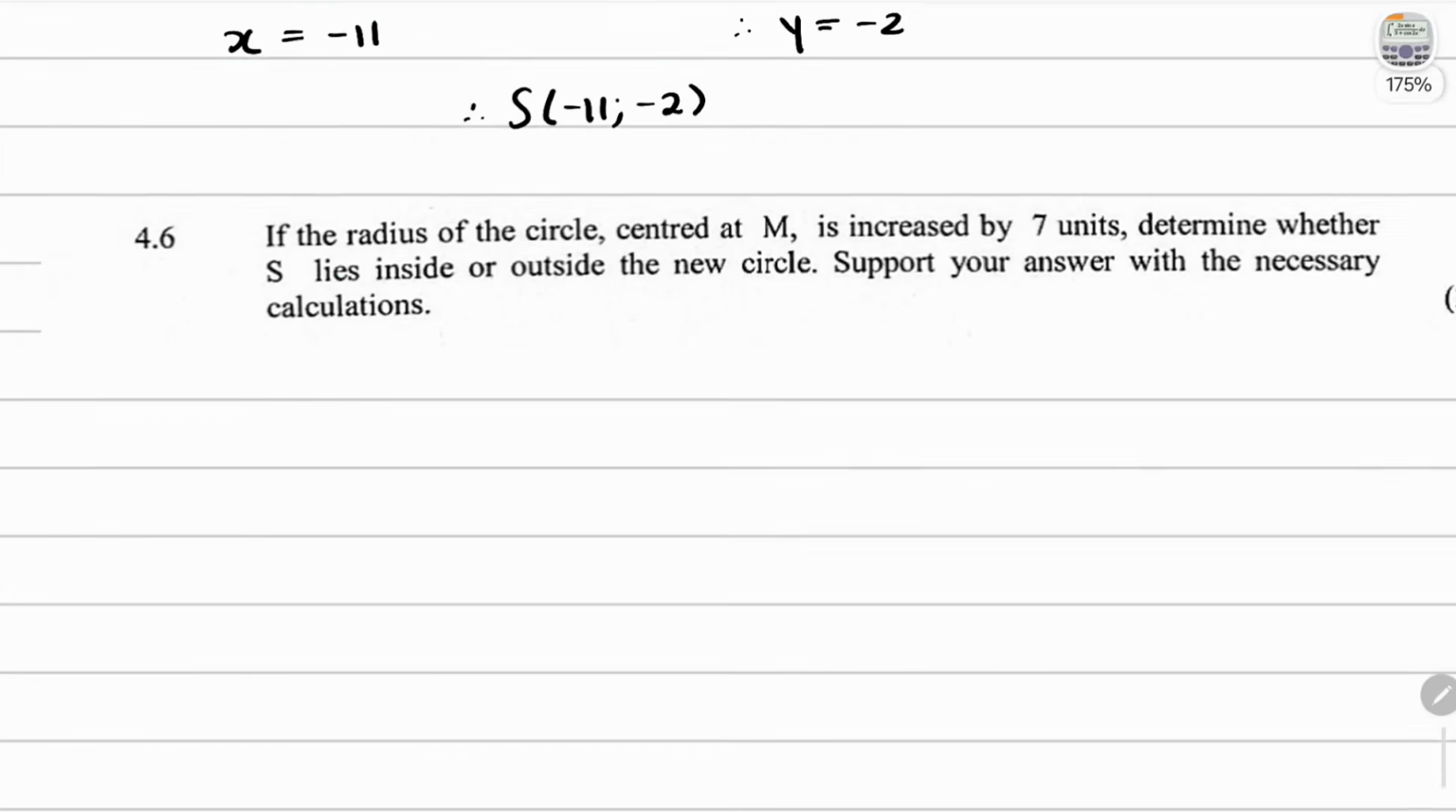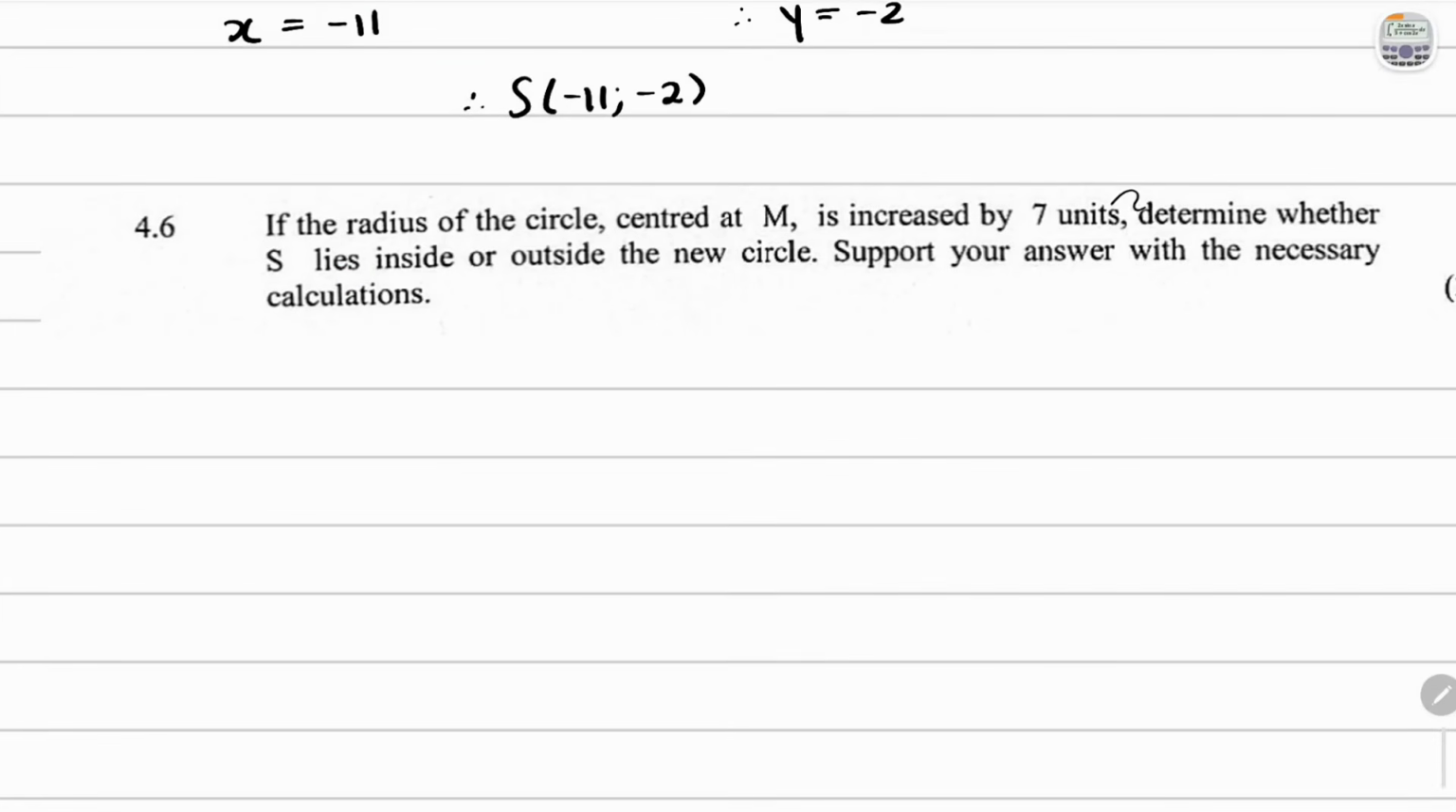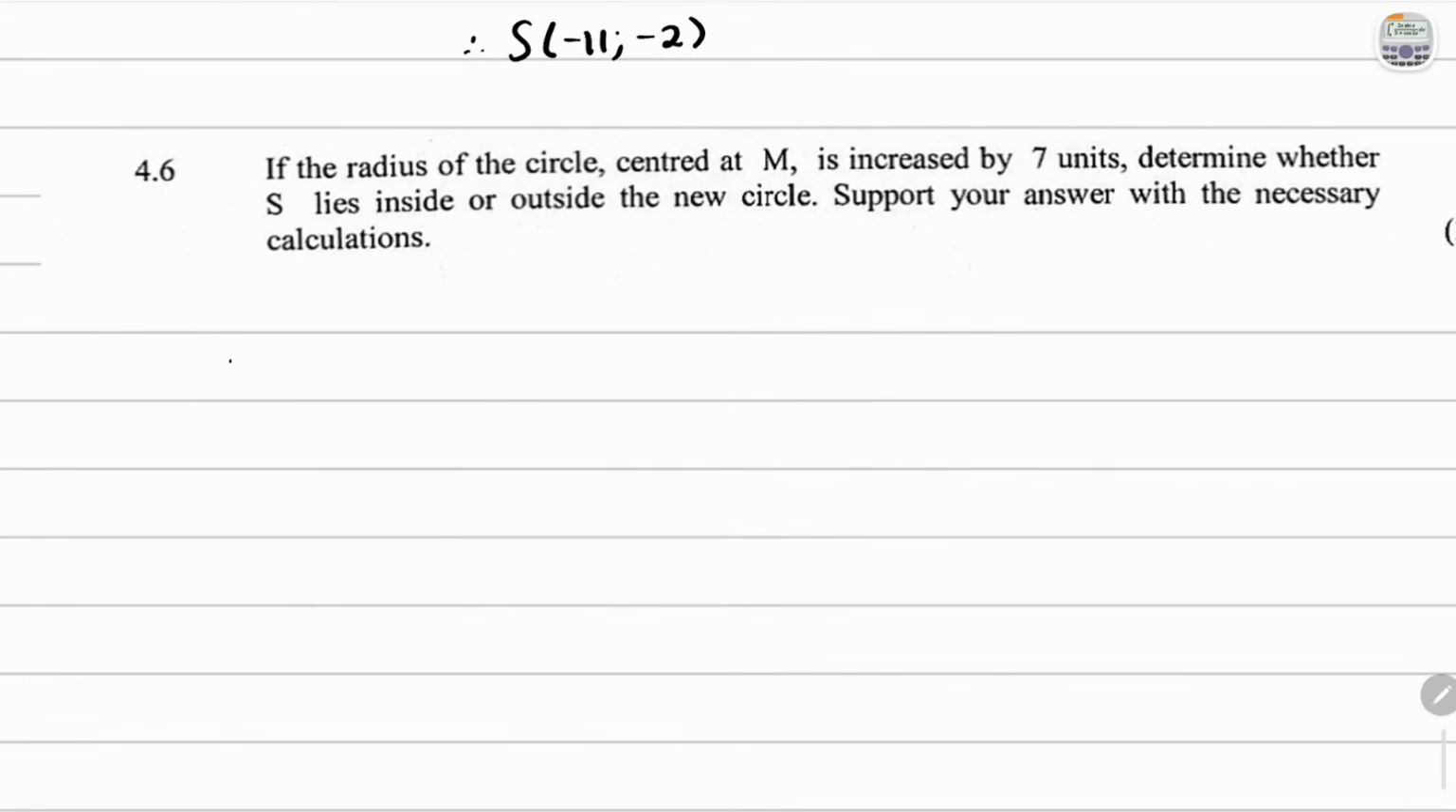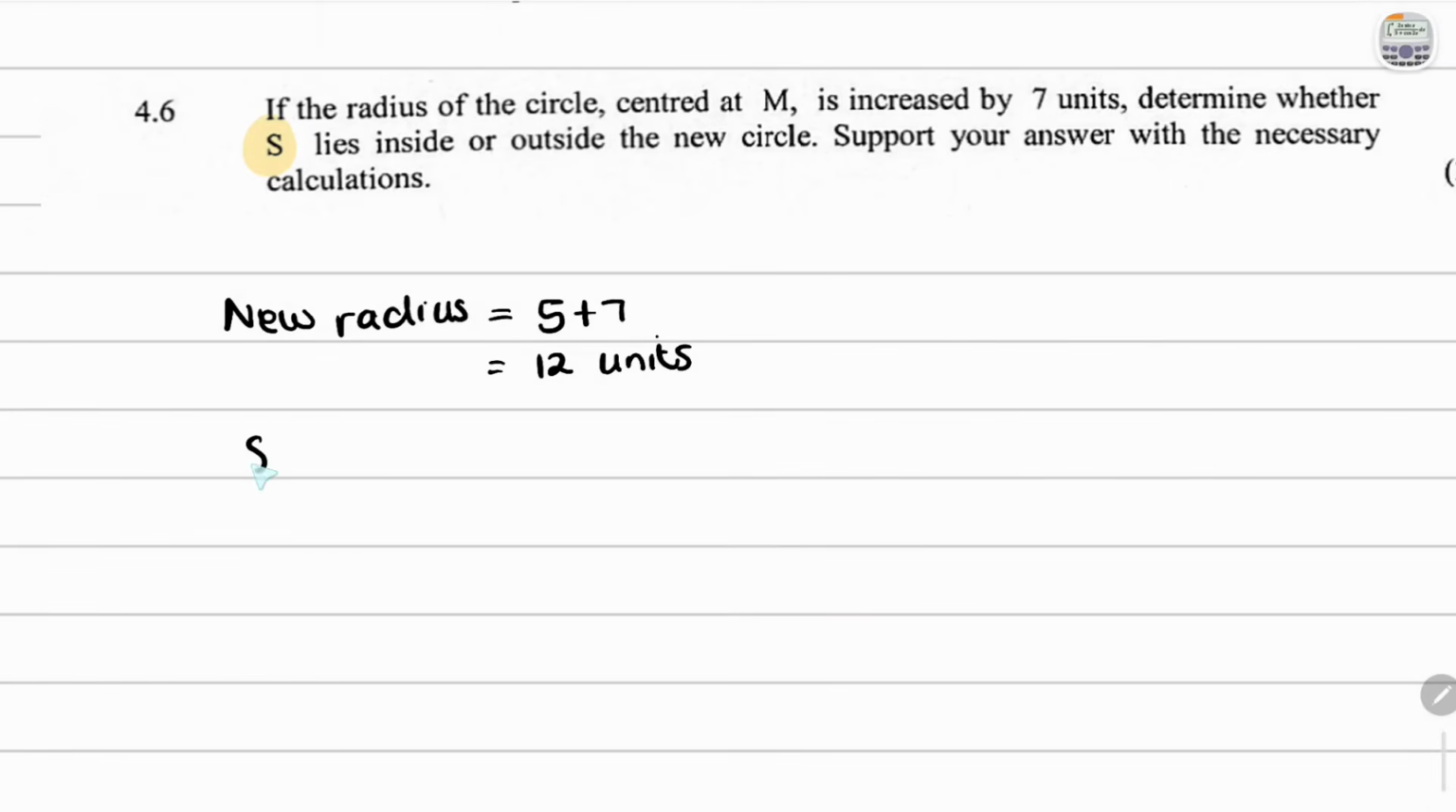Okay, so they tell us that our radius is going to be increased by 7 units. So let's find that new radius. The old radius was just 5 units, but it's increased by 7 units. So the new radius is 12 units. And we need to find out, does S lie inside or outside? So we simply have to find the length of what? You need to find the length of SM.